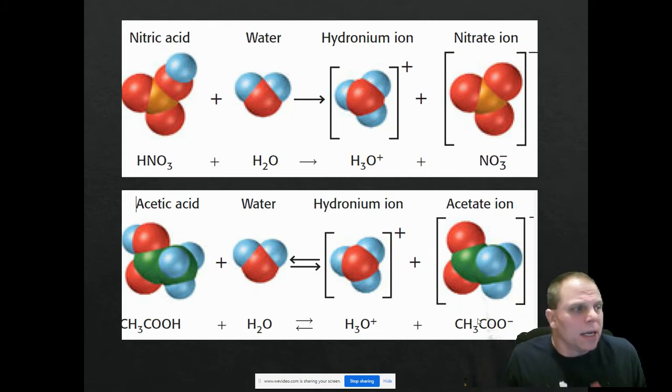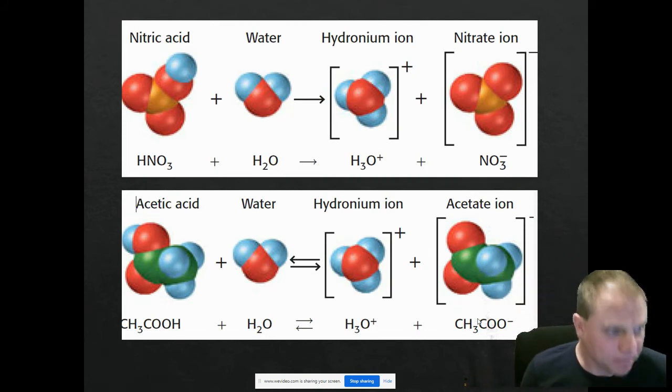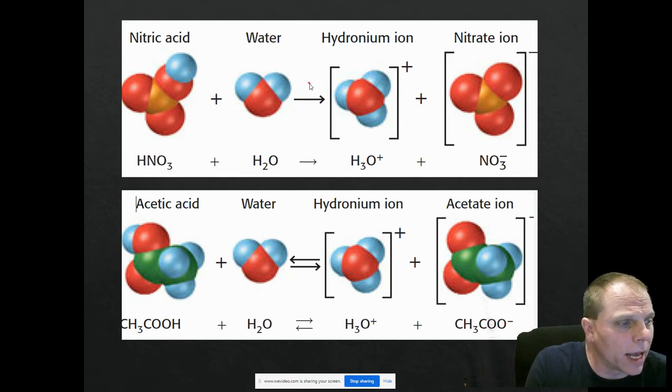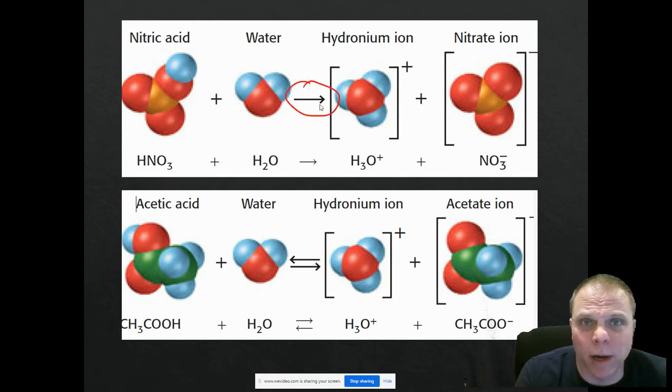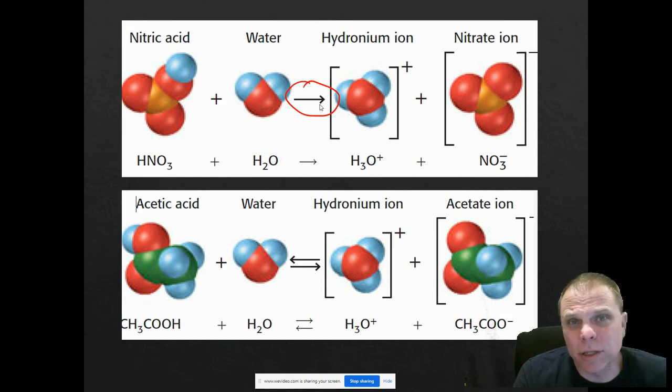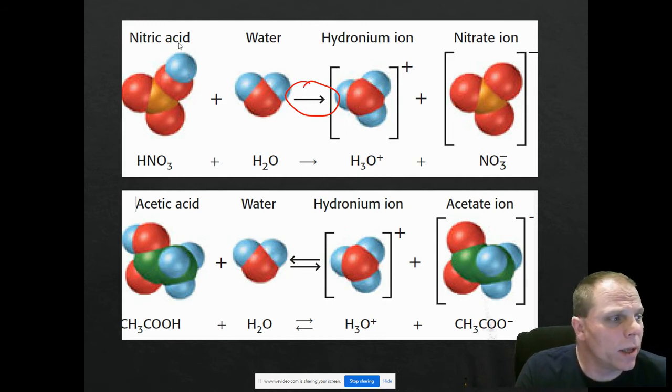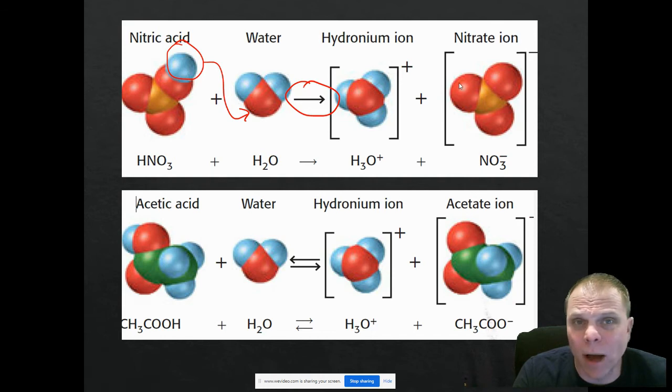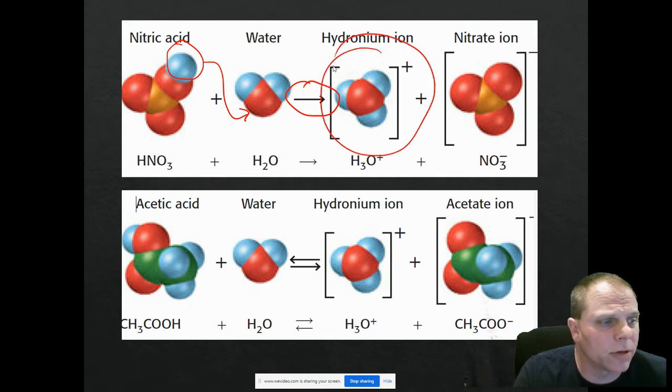So let's look at an example. Let's look at nitric acid and what's going to happen to it, and we'll compare that to acetic acid. Notice how in the nitric acid we have an arrow that just points in one direction. And what we're trying to show here is that there's complete dissociation, that when you have this nitric acid, that extra little hydrogen is going to leave, and it's going to go onto the water, okay? And now it forms this hydronium ion. But it doesn't want to go back. This arrow is pointing in one direction because it doesn't like to reverse.